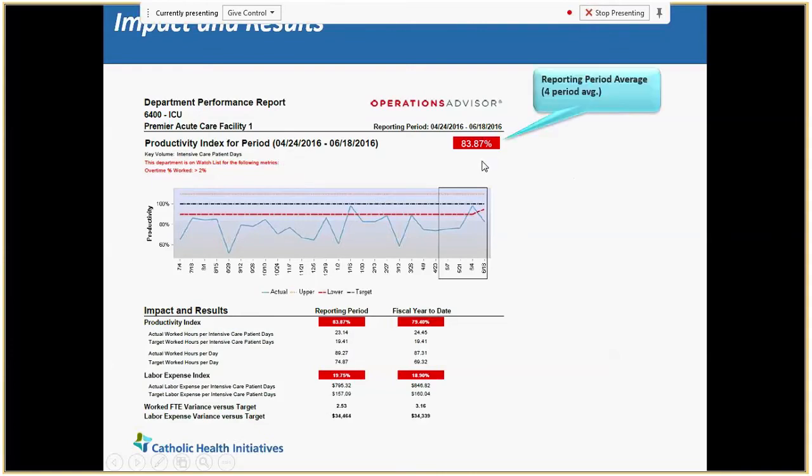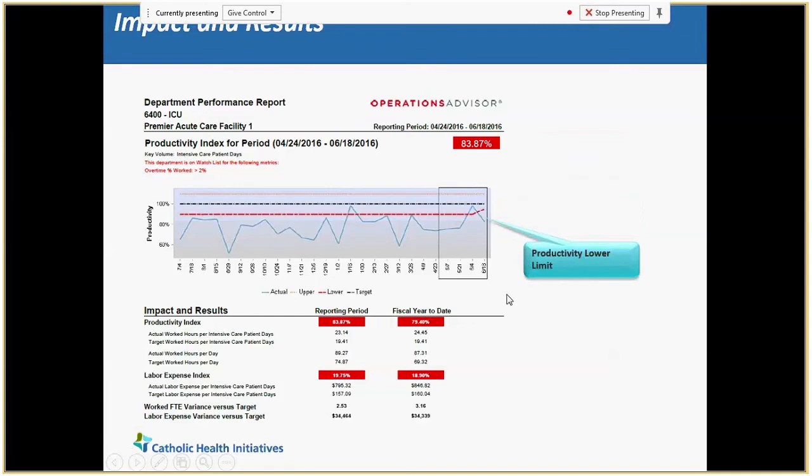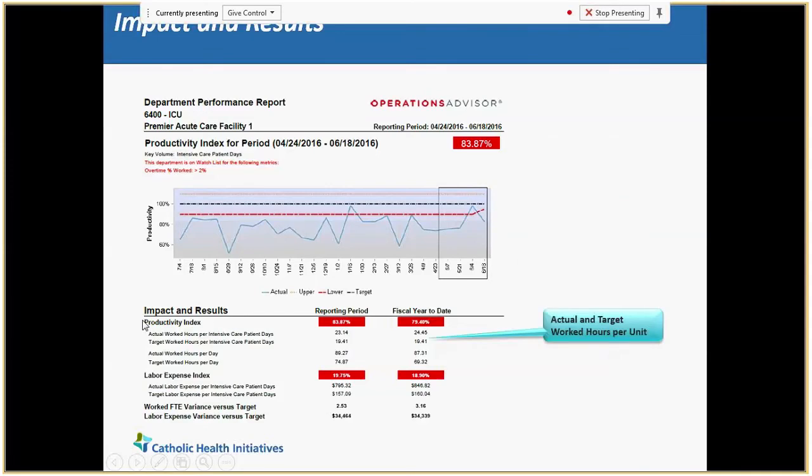This department was at 84% productivity for the 4-period average. So for April 24th to June 18th, those 4 pay periods, 84%. We can look down here and see the trend graph, so you'll be able to see each individual time period productivity score throughout the fiscal year, as well as the thresholds, which we'll talk about here in a minute. The productivity index for reporting period and year to date, so actual hours per unit versus target, actual hours per day versus target, and then you get into the labor expense.